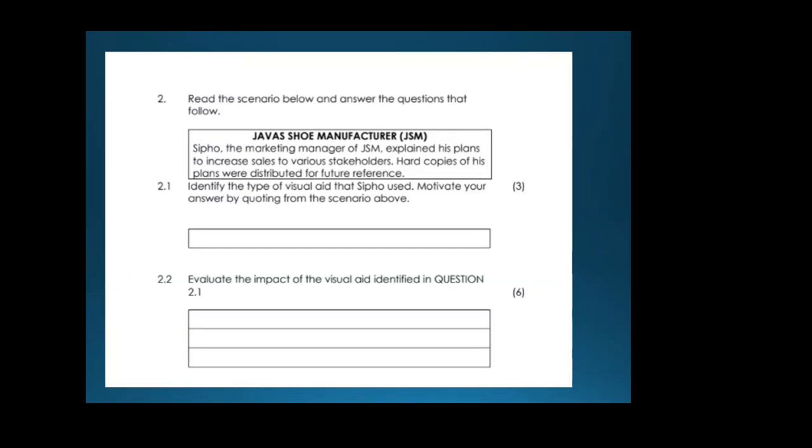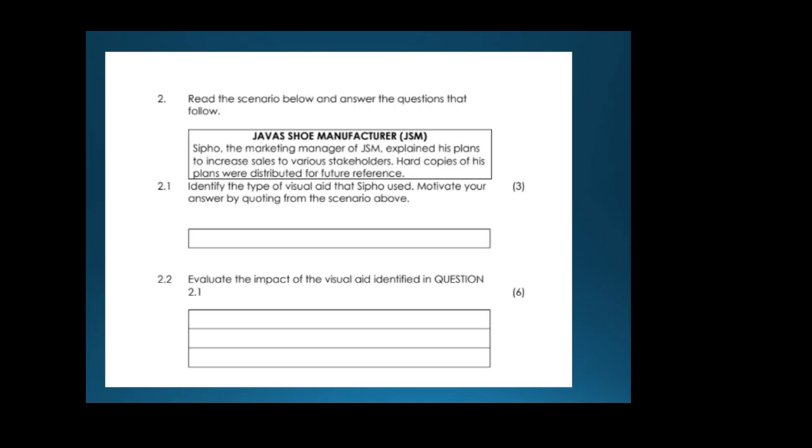Identify the type of visual aid that SIPO used. Motivate your answer by quoting from the scenario above. Quickly, let's see if you can do that. The second one is evaluate the impact of the visual aid. So can you see here? Here's that question that I was referring to earlier: you must identify the type. What type of visual aid do you think SIPO makes use of? What is the visual aid that is being used? Then you must motivate that from the scenario.